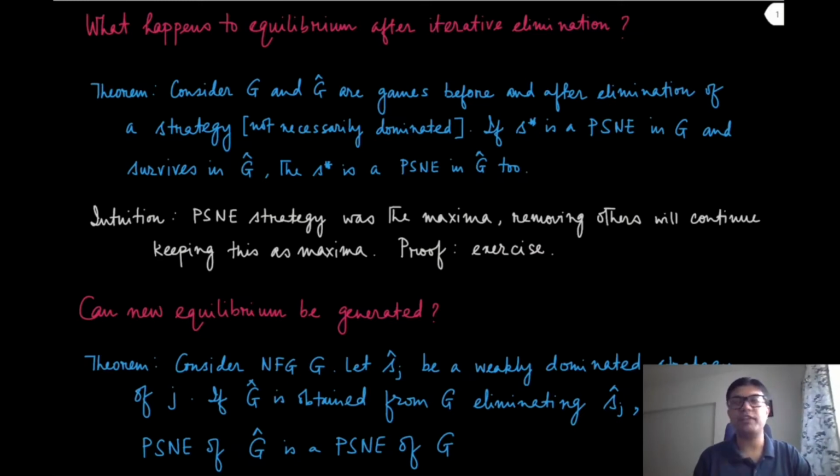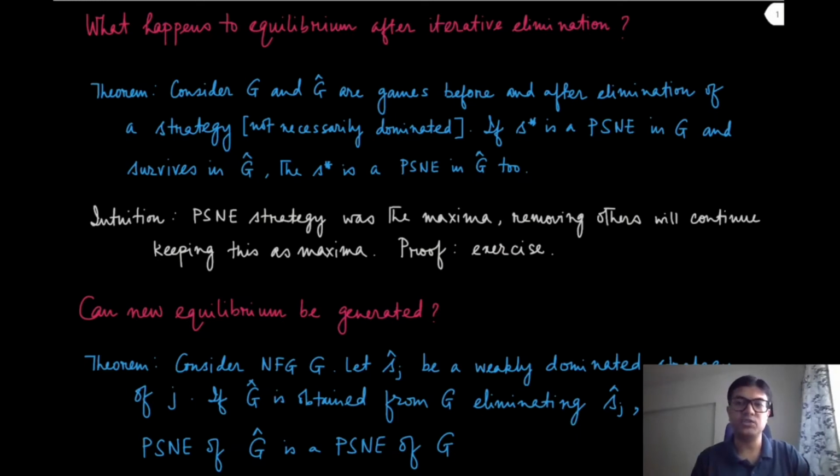by definition of Nash equilibrium, SJ star was the column maxima for that particular player. By column, I mean when all other players are playing the strategy S minus J star, which is the Nash equilibrium strategy profile of all the other players, then SJ star was the maxima. And something that you have eliminated, not SJ star, does not change the maxima property of SJ star. It was the maxima over a larger set. Now you have made the set smaller, and you have kept the same maxima. It will be a maxima even over the smaller set.